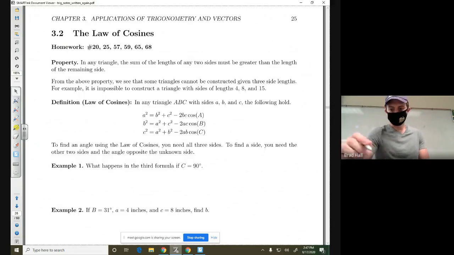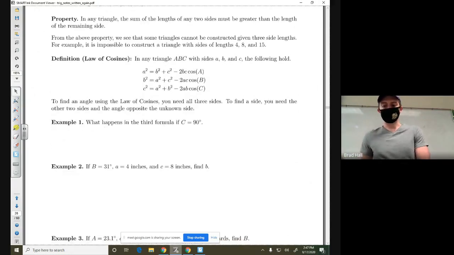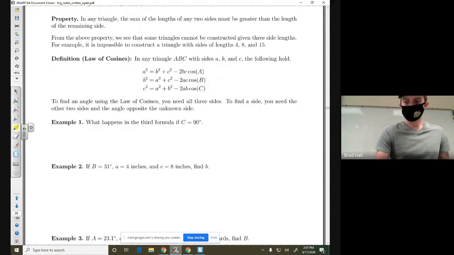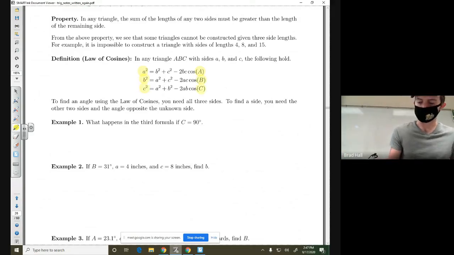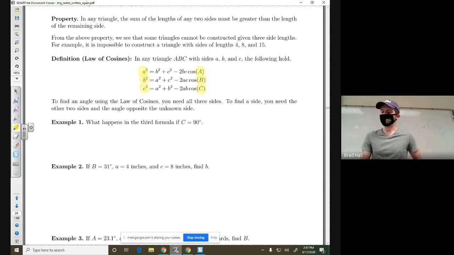So the law of cosines, it's really got one of 3 equivalent forms. So if you're solving, notice that A and A correspond to each other, B and B correspond, and C and C correspond, with the other 2 variables scattered about in this very particular fashion.